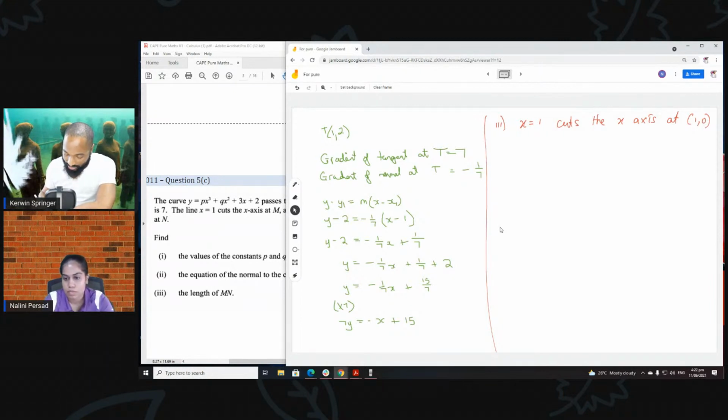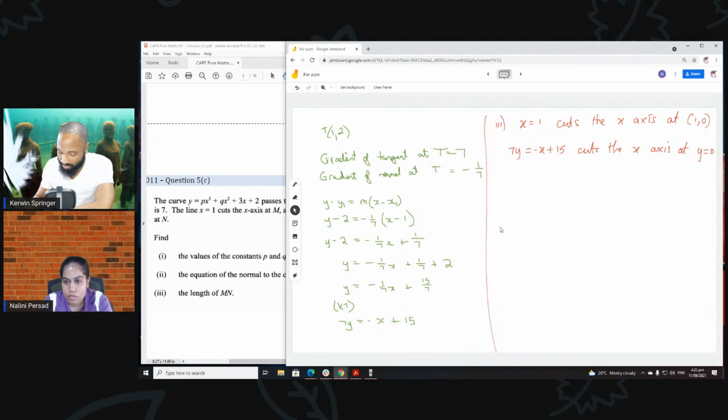And then this line, 7y is equal to negative x plus 15, cuts the x-axis at, I could put the point here, but let me just show some working, at when y is equal to 0. When you're cutting the x-axis, y is equal to 0. So I know y is 0, I'm just trying to find the x value then.